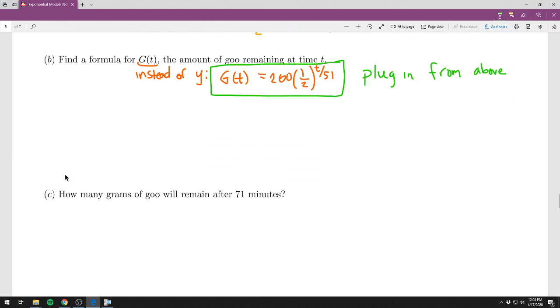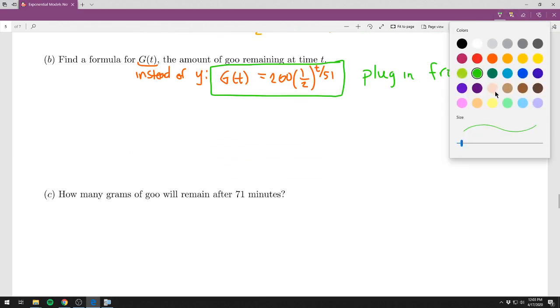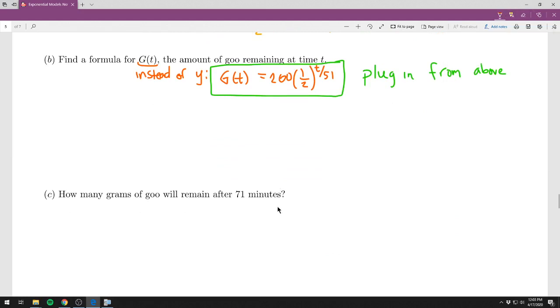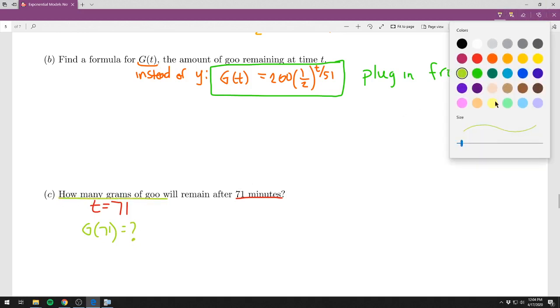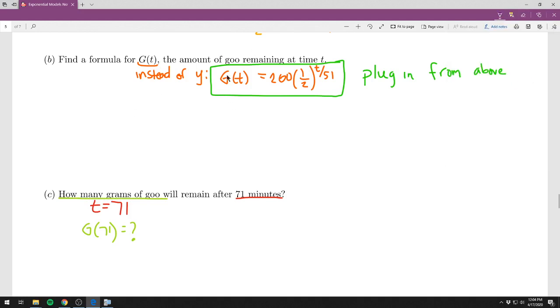All right, so part C asks how many grams of goo will remain after 71 minutes. So it's asking us to plug in T equals 71. Our half-life was in minutes, so the minutes is good. And it's asking us, what is G of 71? Right, so go ahead and do that. Plug it into our formula. G of 71 equals 260 times 1/2 to the 71 over 51 power.